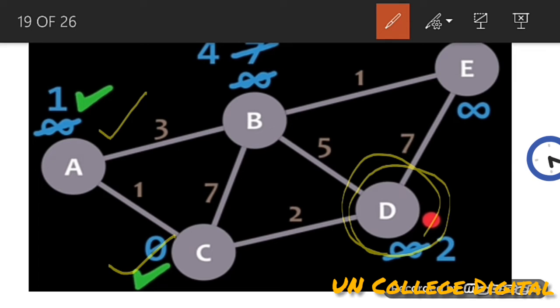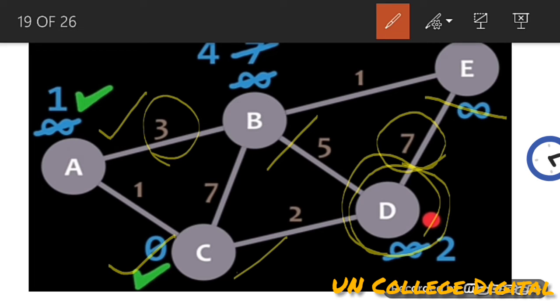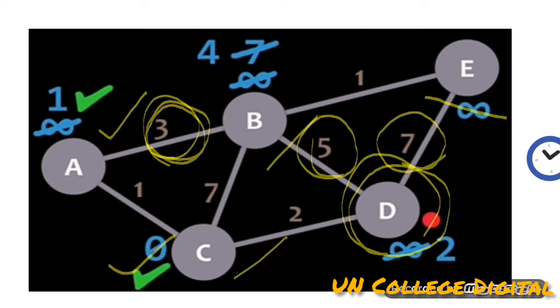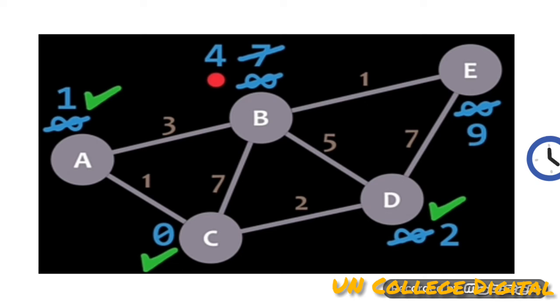Here you can see that the adjacent vertices of D are C, B and E. But as C is already visited, we have B and E, and previously from A to B also we have weight 3. A to B is having 3 weight, D to E is having 7 weight, and D to B is having 5 weight. Among these, 3 is the smallest, so we will select A to B in this step. Now our graph will look like this.